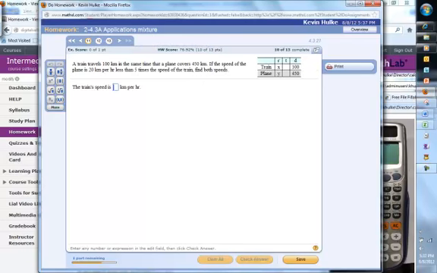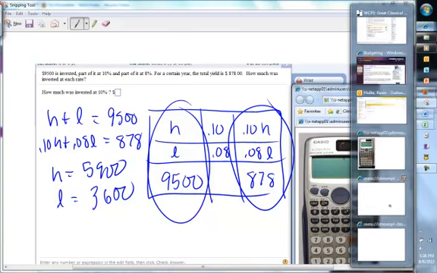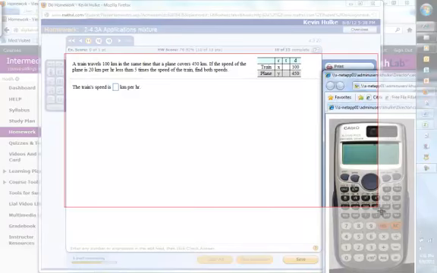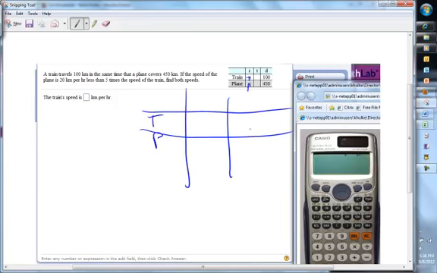Number 11, they even give us the chart. That should make it easy for us, huh? Oops, I gotta get the chart back up there. A train travels 100 kilometers in the same time that a plane covers 450 kilometers. So we have train and plane. I'm gonna call that the rate, T and P. Okay, the distance is 100, the distance is 450. If the speed of the plane is 20 less than 5 times the speed of the train, find both speeds.